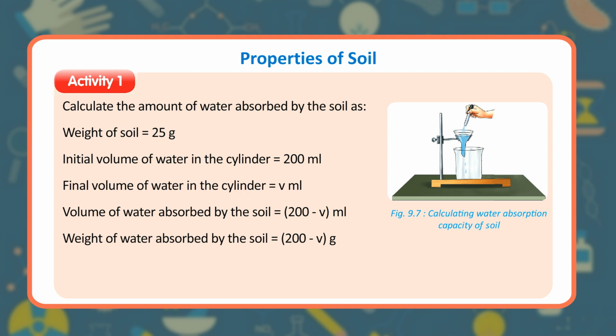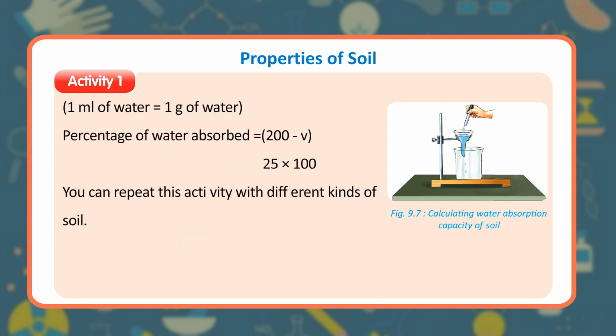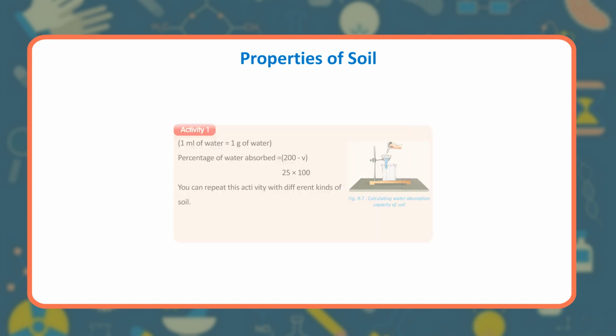Volume of water absorbed by the soil equals (200 − V) mL. Weight of water absorbed by the soil equals (200 − V) g. 1 milliliter of water equals 1 gram of water. Percentage of water absorbed equals (200 − V) / 25 × 100. You can repeat this activity with different kinds of soil.